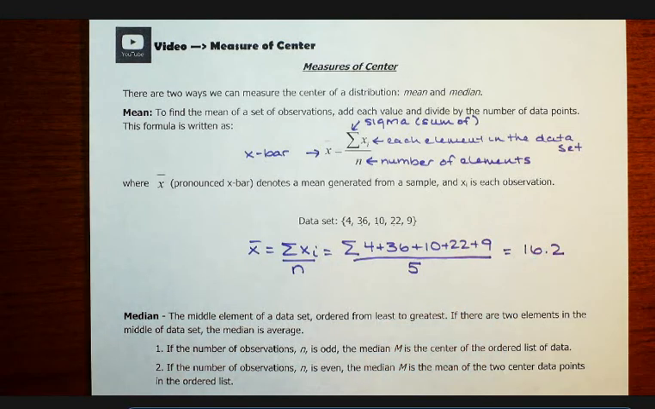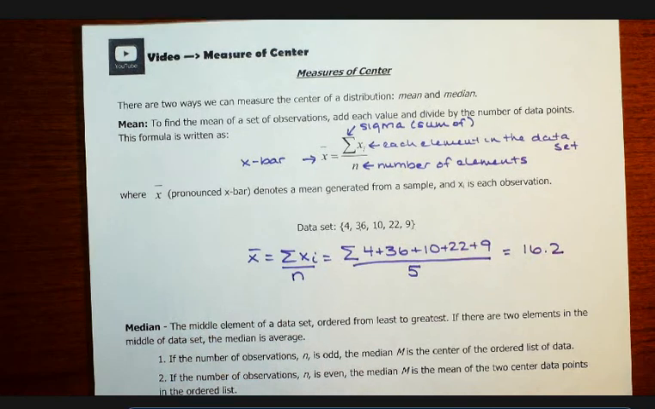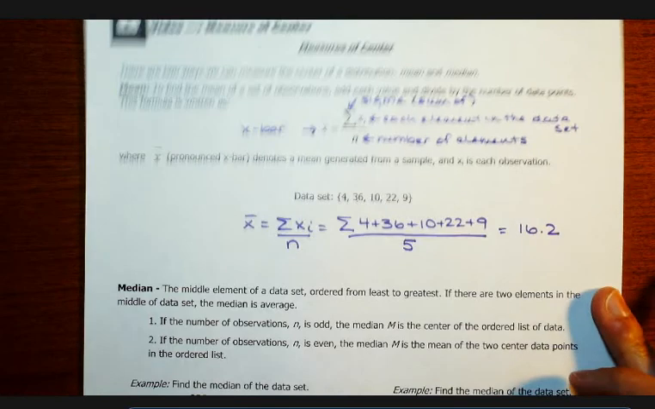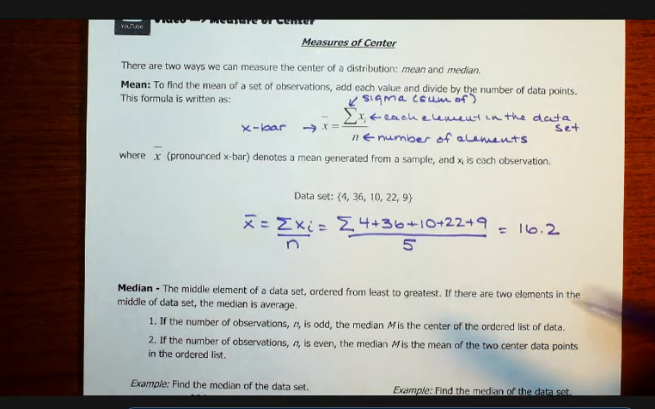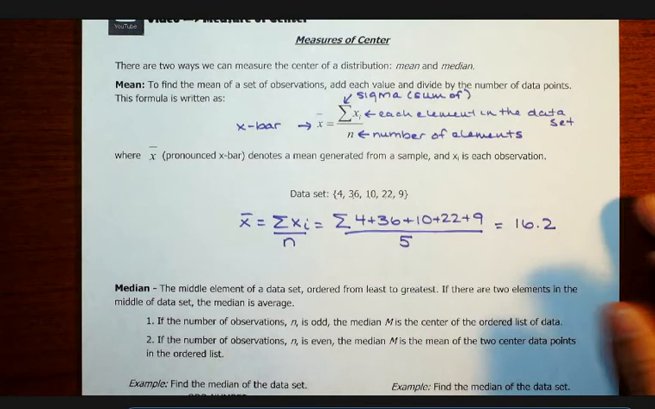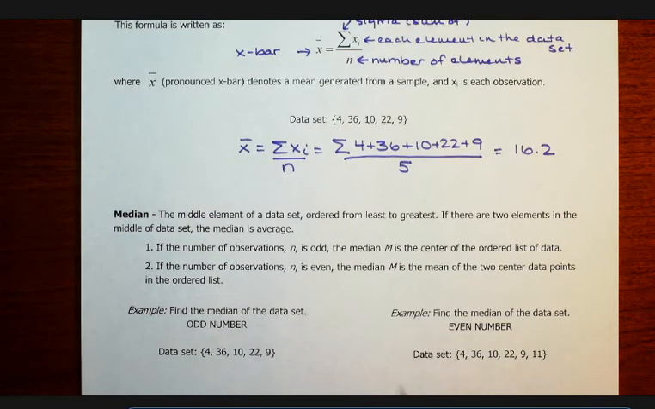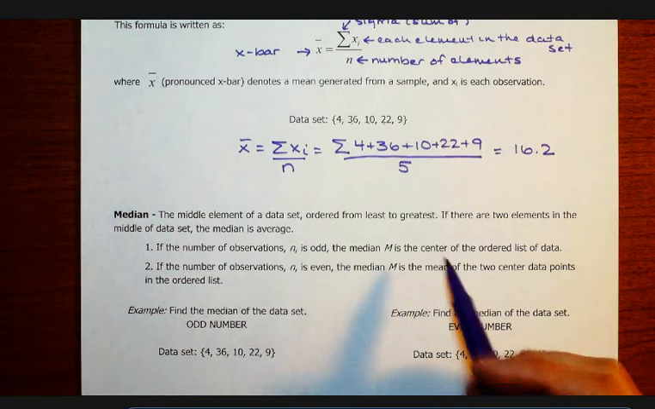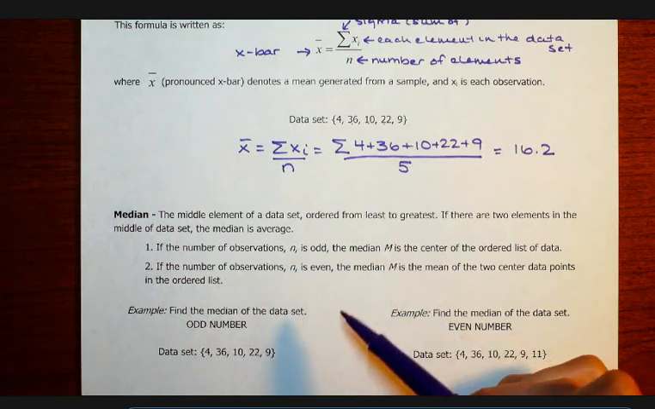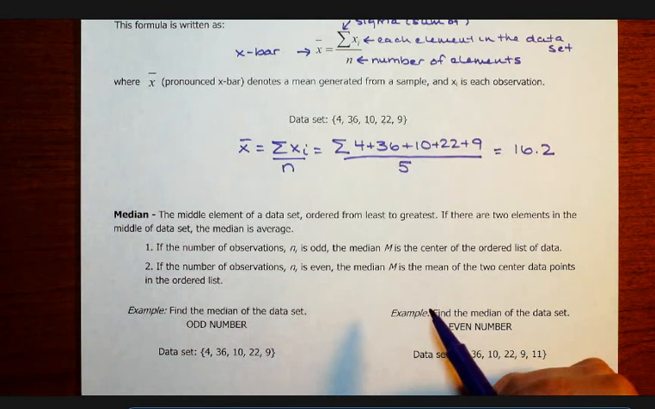The next measure of center is the median. The median is the middle element of a data set when the data set is ordered from least to greatest. If there are two elements in the middle of the data set, the median is the average of these two values. So if the number of observations or the number of elements is odd, we know the median is going to be the middle, which is only going to be one data point. If the number of observations is even, we know the median is going to be two middle numbers and therefore the average of these two numbers.